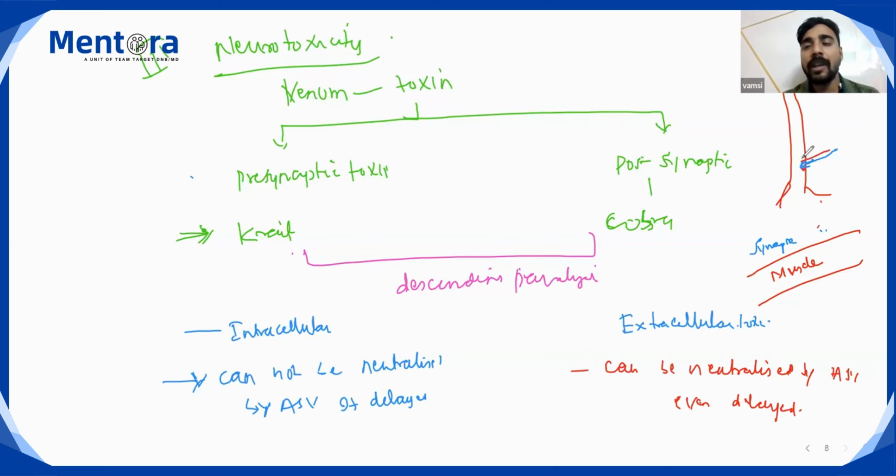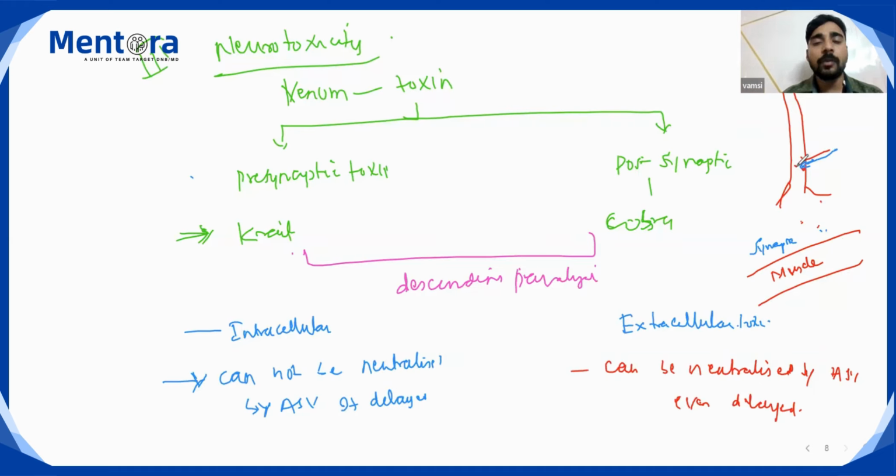If before the synapse, it will enter into the neuron and cause its effect, so it is an intracellular toxin. If it is in the synapse, it is an extracellular toxin. Because it is extracellular, it can be easily neutralized by anti-snake venom even if the treatment is delayed. But presynaptic toxin is intracellular, so it cannot be neutralized by anti-snake venom. If it is delayed, you have to give it early.